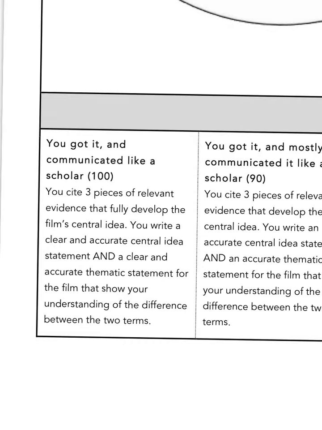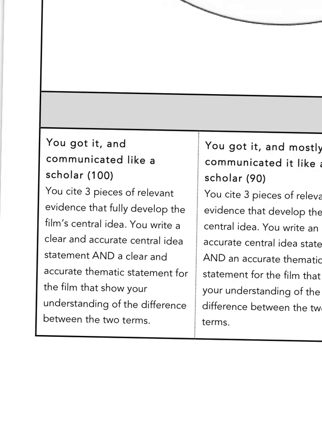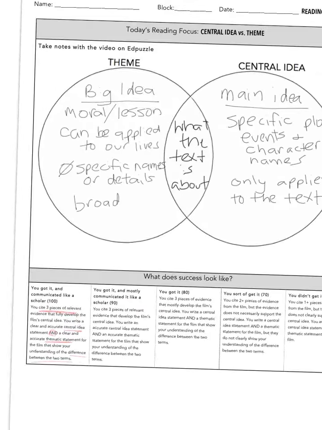In order to be successful today, you need to cite at least 3 pieces of relevant evidence that fully develop the film's central idea. You need to write a clear and accurate central idea statement and a clear and accurate thematic statement for the film that show your understanding of the difference between the two terms. So again, if we go back up here, I want to make sure that your theme statement is broad and could apply to our lives, whereas your central idea statement is going to be very specific to the text itself. They're both going to deal with what the text is about.